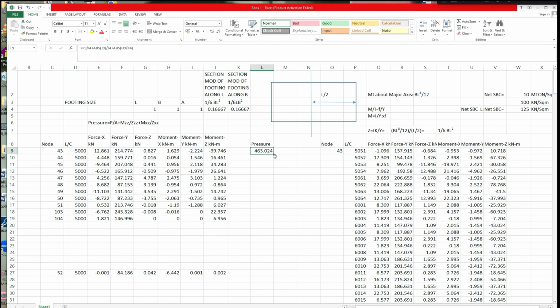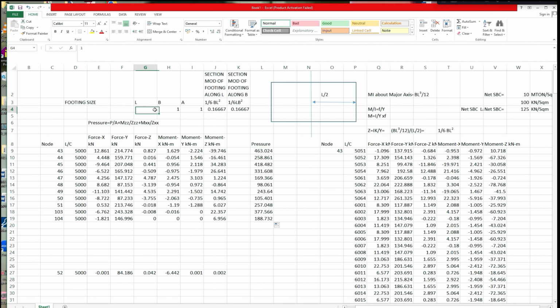So you can see the pressure is 463, which is more than 100 kilonewton. So we have to fix the reference cell by pressing F4. So $K, you can see the dollar sign is coming. Now if you pull it, you can see how the pressure is coming.